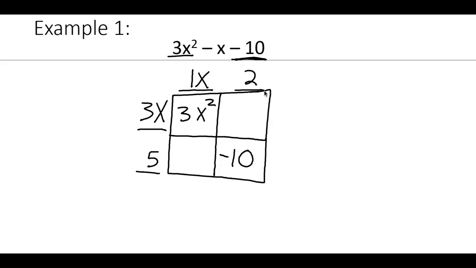One of them is supposed to be negative, right? Now I don't know which one it is. I don't like to guess which one's negative yet. I'll show you how I handle that. But for now, I'm just going to put 2 and 5. Okay? I'm just going to put 2 and 5.